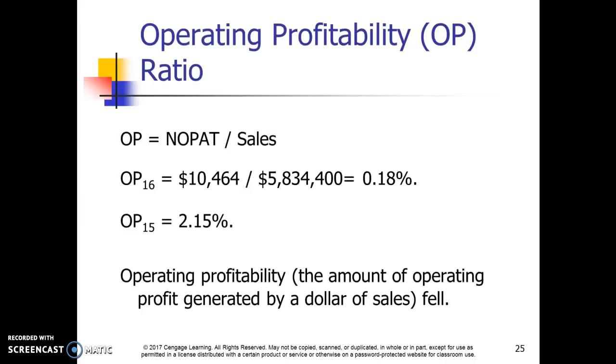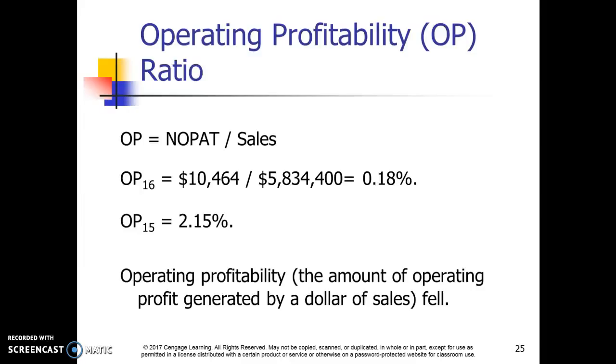All right, so another one we want to look at is operating profitability. Again, net operating profit after taxes divided by sales. And I like this one because it comes out as a percentage. So this one would allow you to compare different companies inside and outside of an industry, different geographical regions, even different currencies. You would be able to do that.